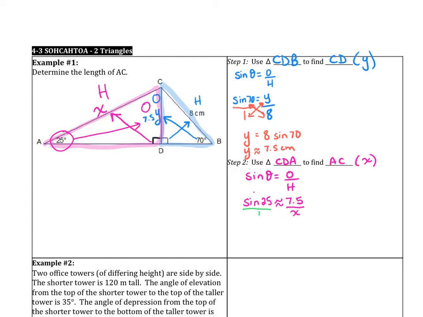And you make that over 1. And you're going to cross multiply. So 1 times 7.5 is 7.5, which is approximately equal to x times sine 25. And then to isolate x, you're going to divide both sides by sine 25. So that means that x is approximately equal to 17.7 centimeters.